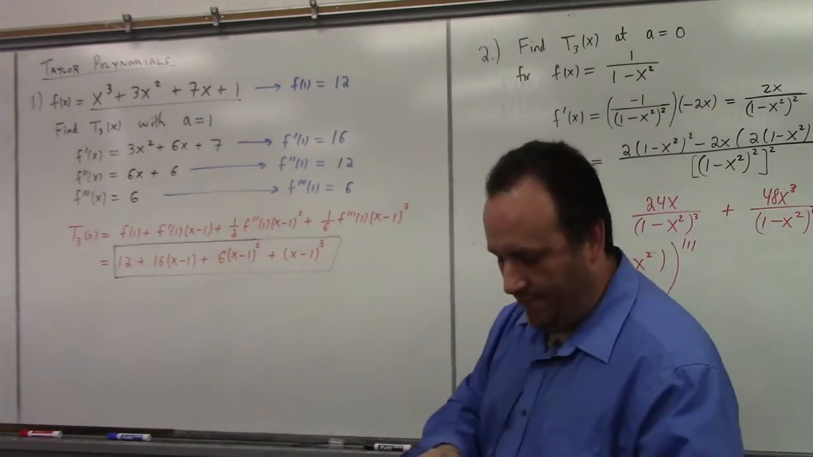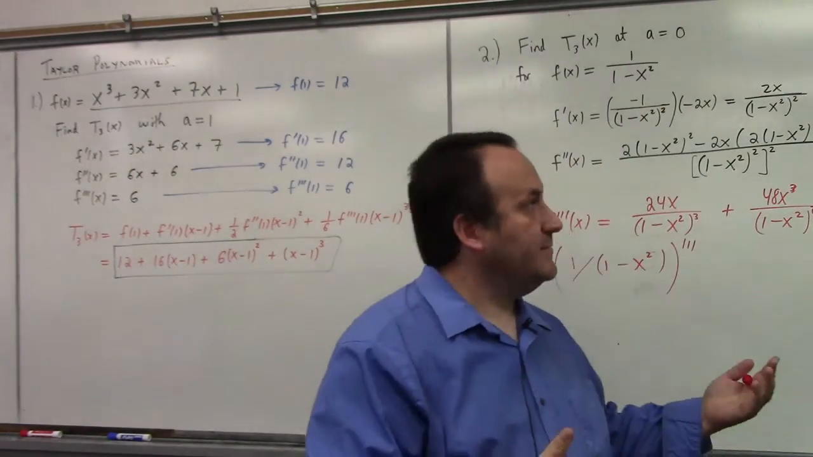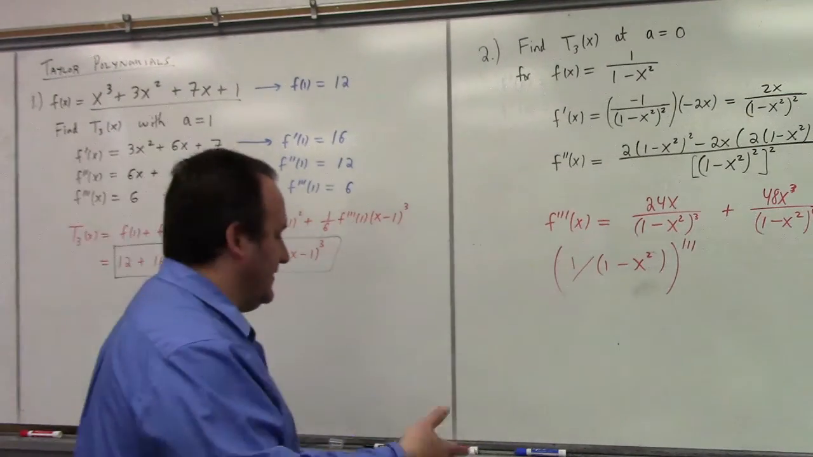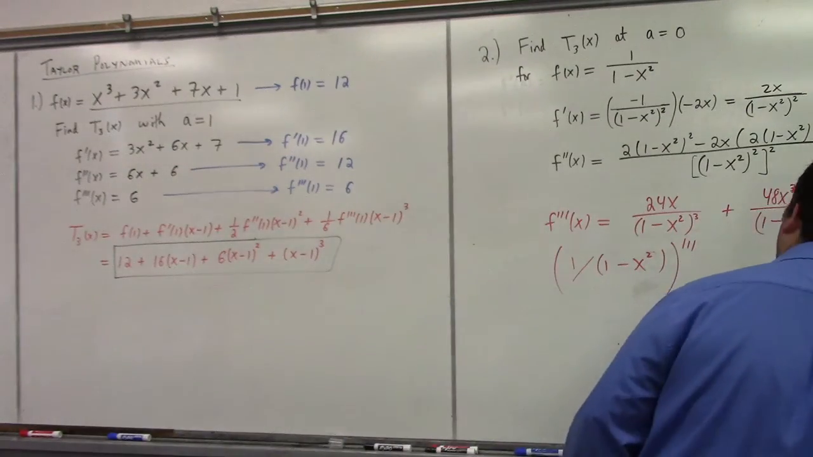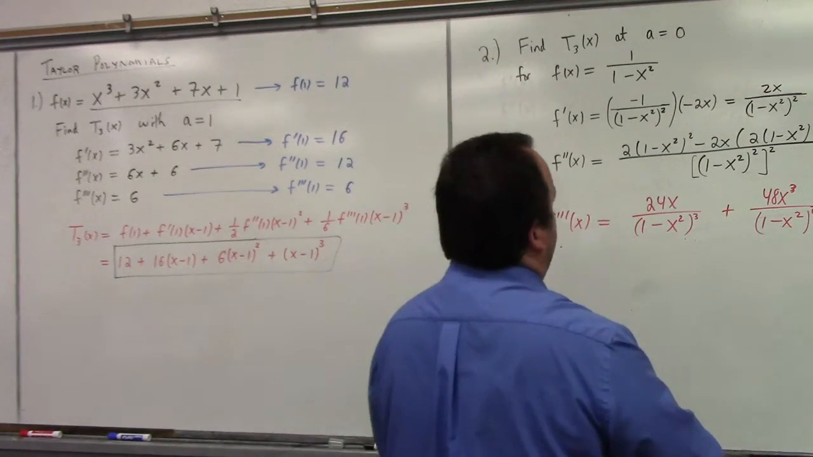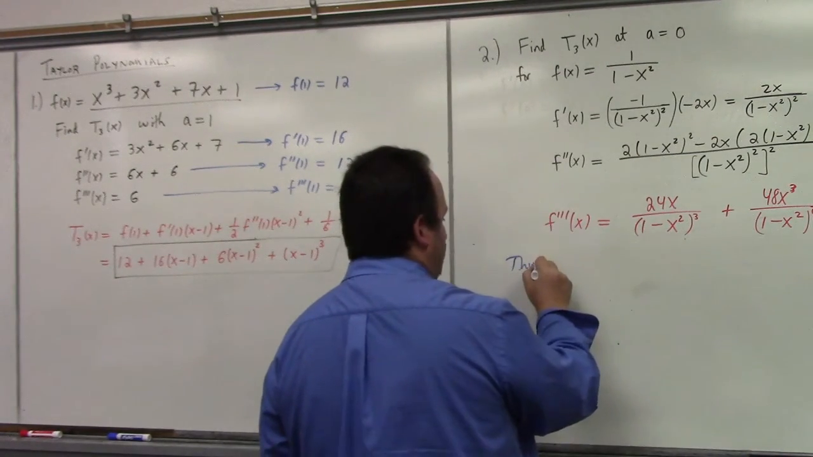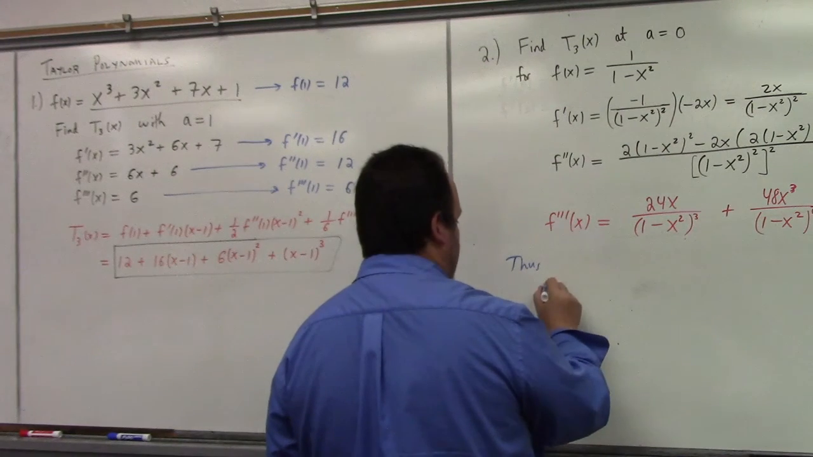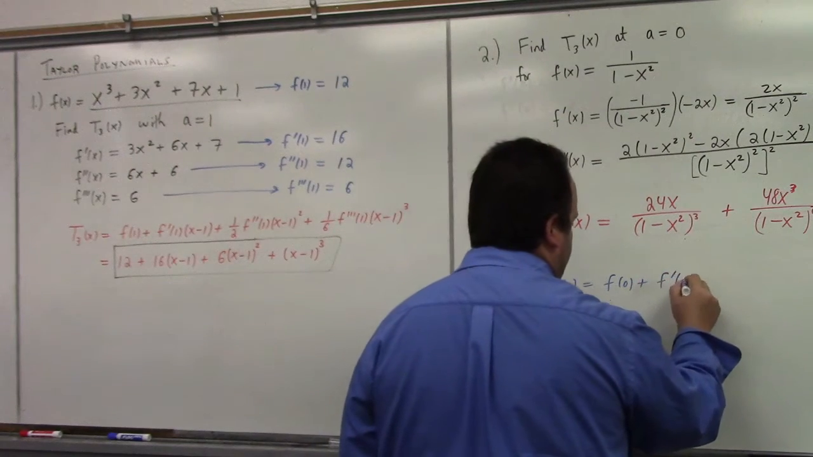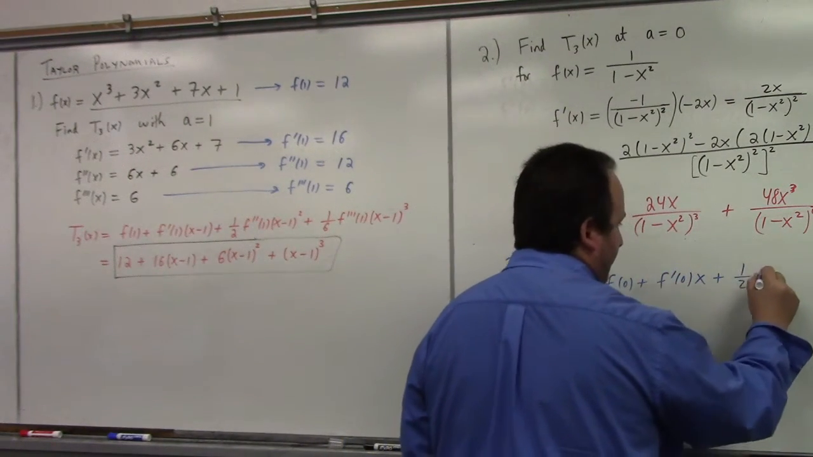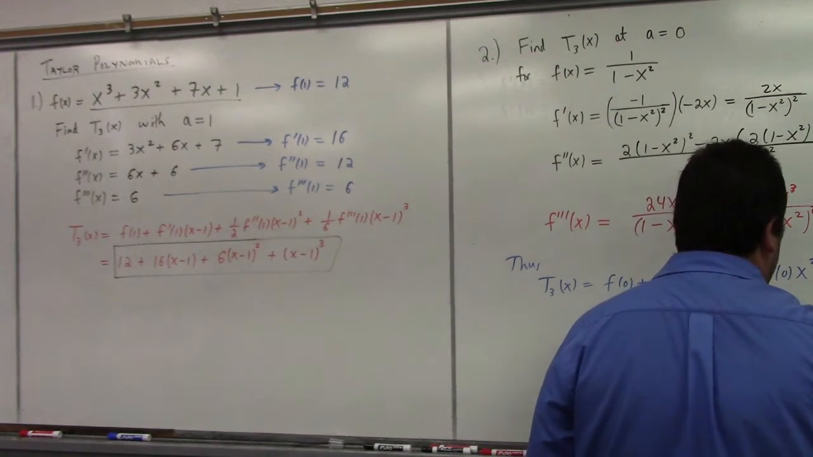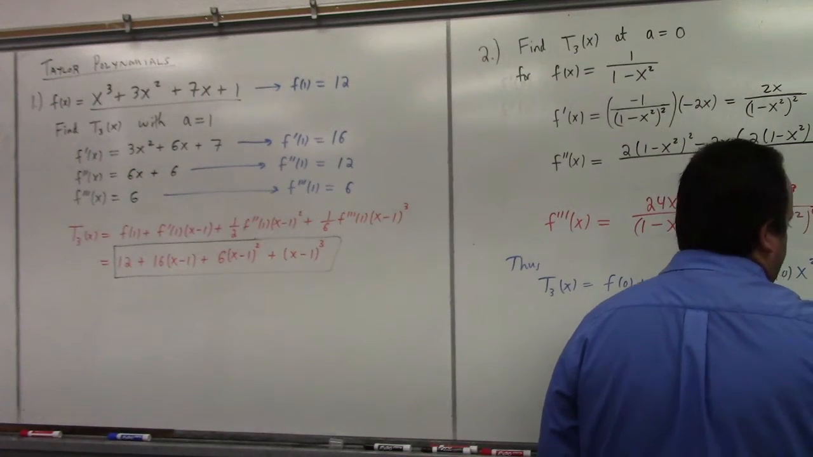So now that we've got these derivatives, evaluate them at 0. Because we were trying to find T3, right? To finish the job, we need to evaluate at 0 and then put the formula together. So what's T3 of x, which is equal to f of 0 plus f prime of 0 times x plus 1/2 f double prime of 0 times x squared plus 1/6 third derivative evaluated at 0 times x cubed.